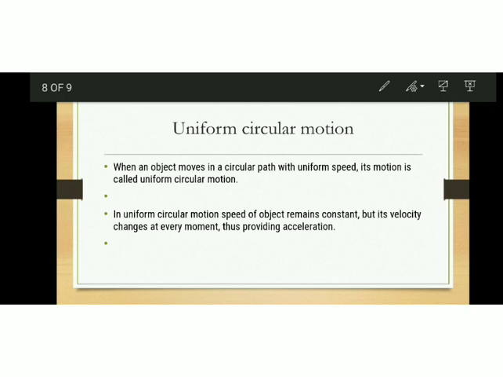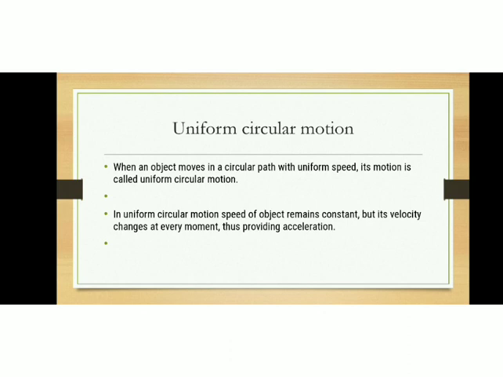Now let's move on to our last topic of this chapter, uniform circular motion. So what do you mean by uniform circular motion? When an object moves in a circular path with uniform speed, its motion is called uniform circular motion. And the most important concept: is uniform circular motion an accelerated motion? You may think it is a uniform motion. In uniform motion, speed remains the same. Then from where do we get the acceleration? Children, it's wrong. Uniform circular motion is an accelerated motion.